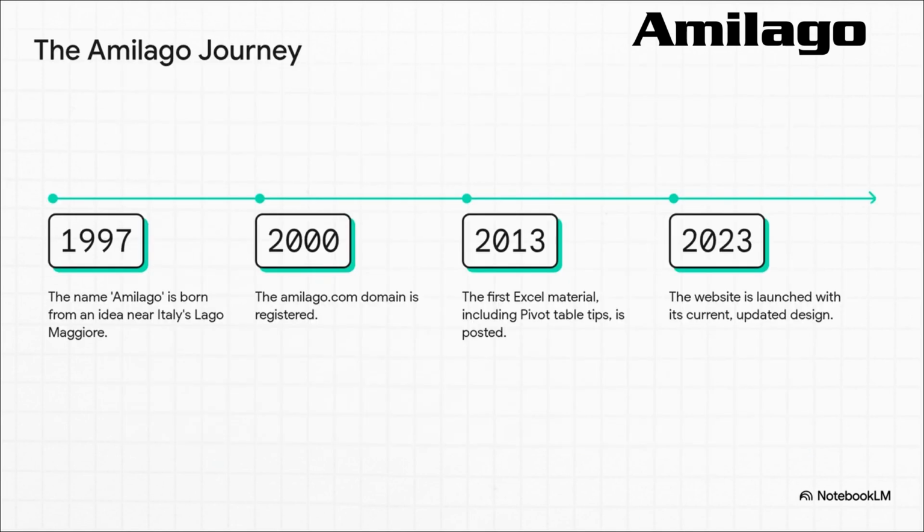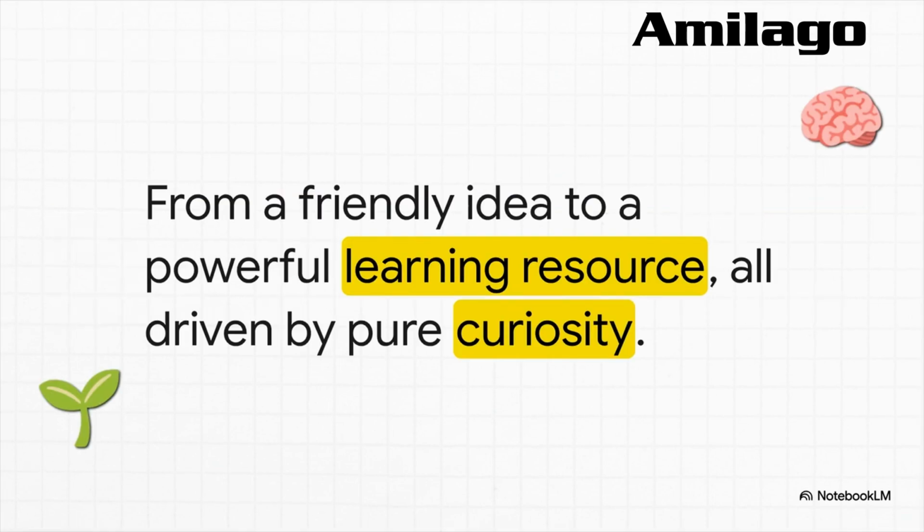And you can see this wasn't some overnight thing. The timeline shows this long, patient journey. The name itself was thought up way back in 1997, the website was registered in 2000, and the first Excel stuff didn't even show up until 2013. So what started as just a personal project, an idea shared between friends, grew slowly over more than 20 years into this incredible resource. And it was all driven by nothing more than passion and curiosity.